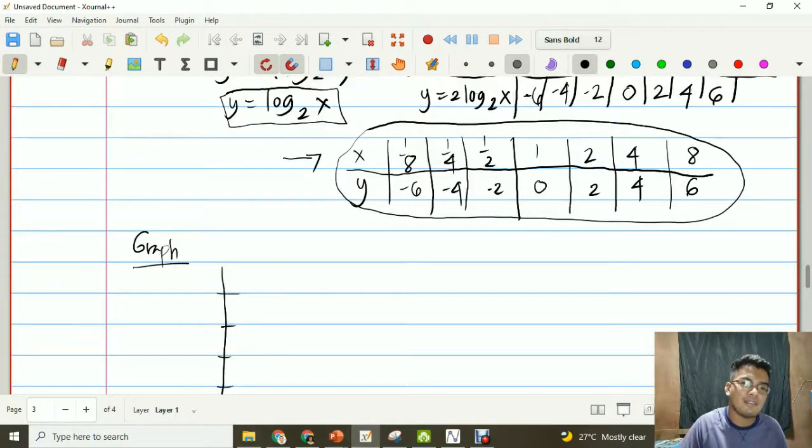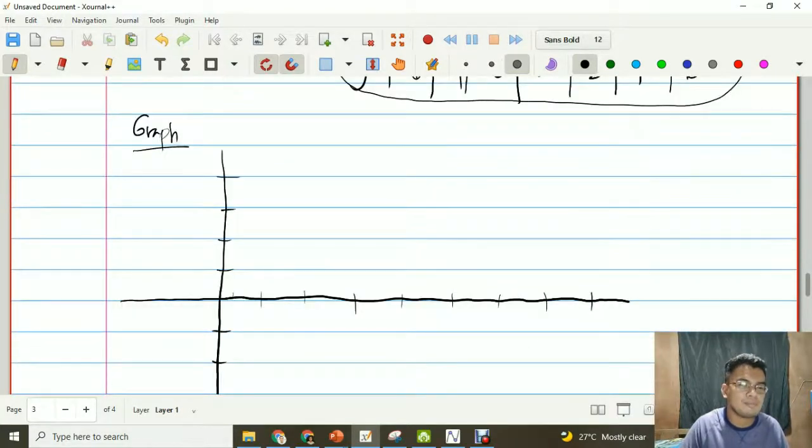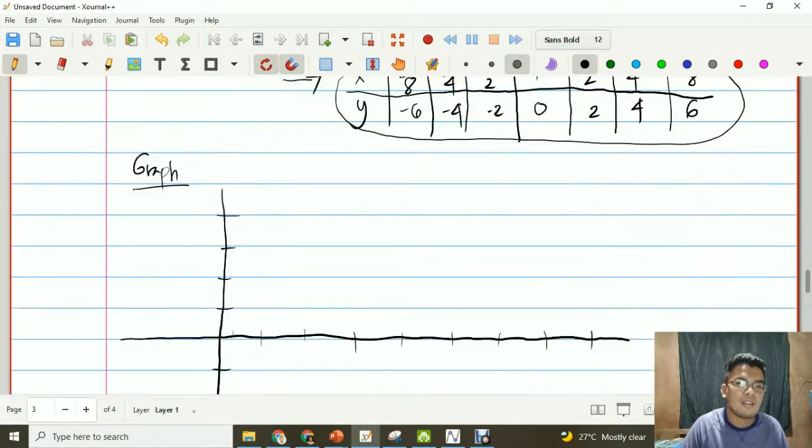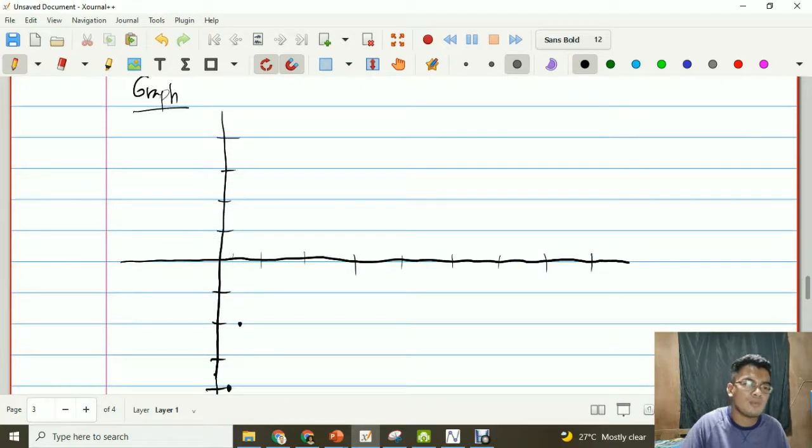If x is 1/4, y is negative 4. So suppose nandito yung 1/4, nandito yung kanyang point. 1/4 and negative 4. If x is 1/2, then y is negative 2. So nandito yung 1/2, at yung negative 2 para kay y. If x is 1, y is 0. If x is 2, y is 2. And if x is 4, y is 4.